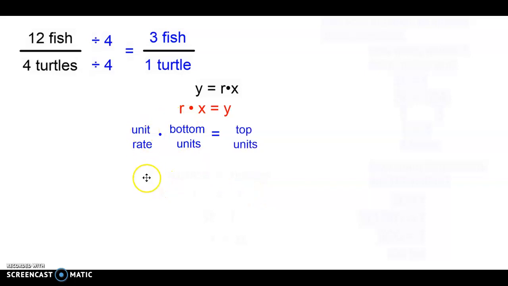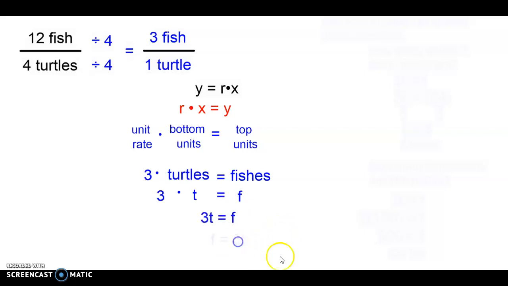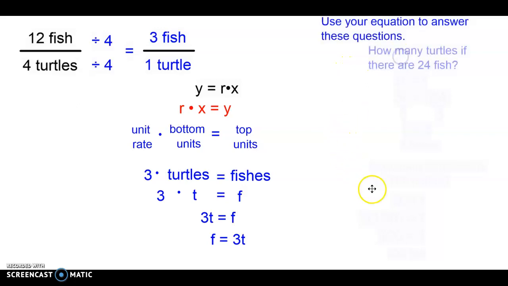Substitute in. The unit rate's the only one that becomes a number. That's going to be our 3. Put in words for the time being. That's going to be 3 times the number of turtles will equal the top units of our unit rate, the number of fish or fishes. And then change those to variables. You get 3 times T for turtles would equal the number of fish. Simplify it. You've got 3T is equal to F. Again, important that you recognize that is the same as F is equal to 3T. Use it to solve other problems.